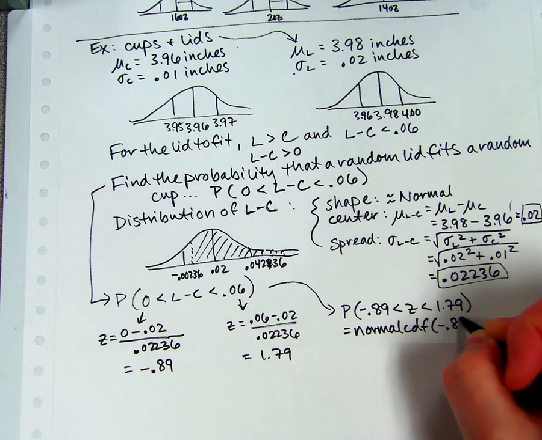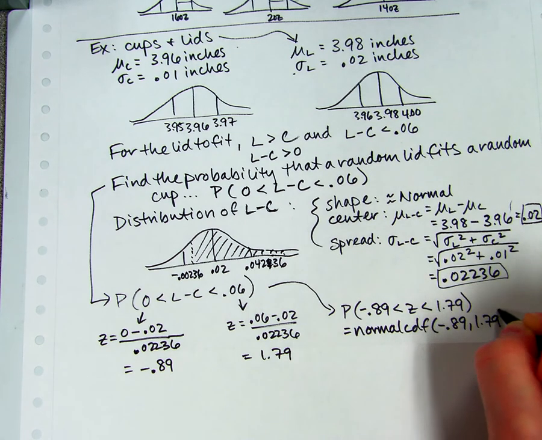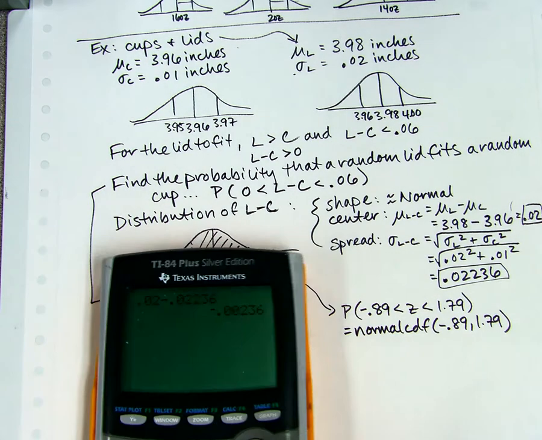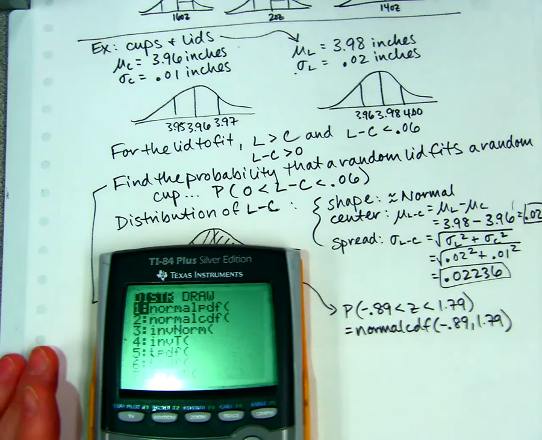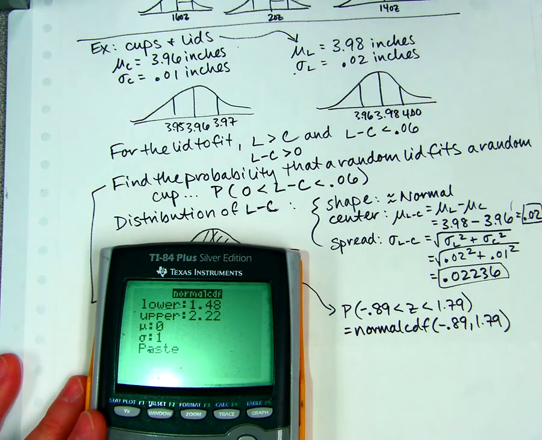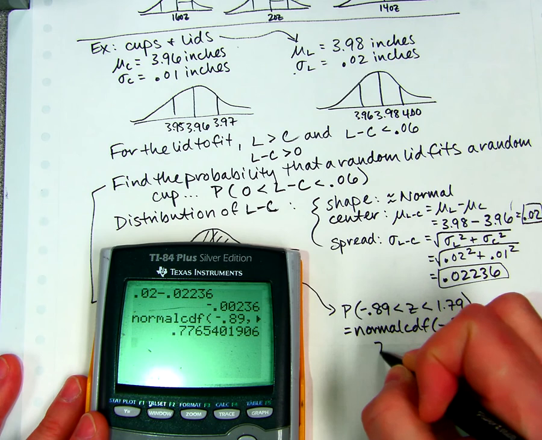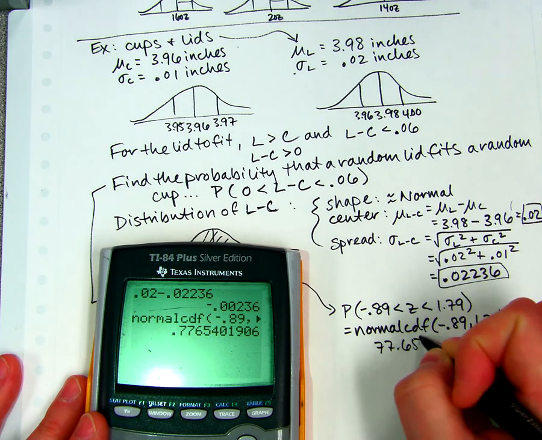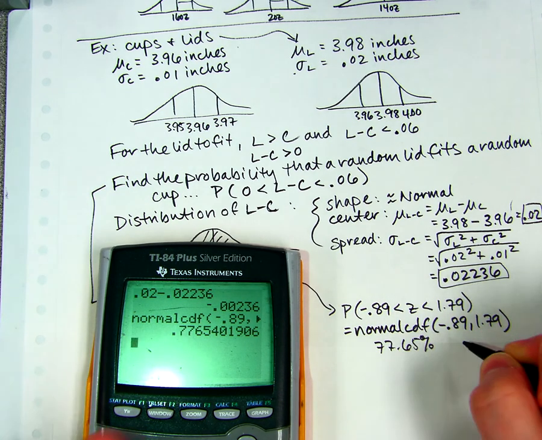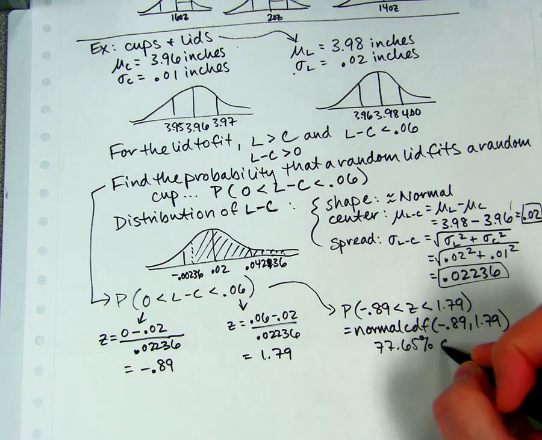Plug in the two Z-scores. In case you forgot, that's in second bars. Normal CDF, negative 0.89 and 1.79, and paste. And I got 77.65% chance that the lid will fit.